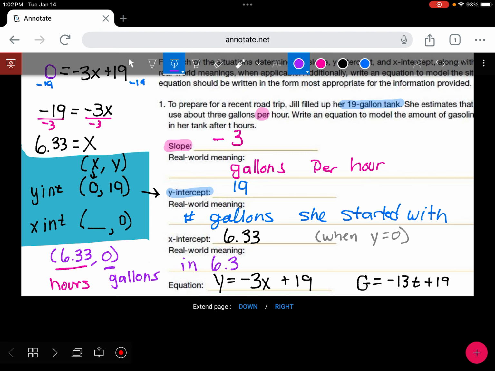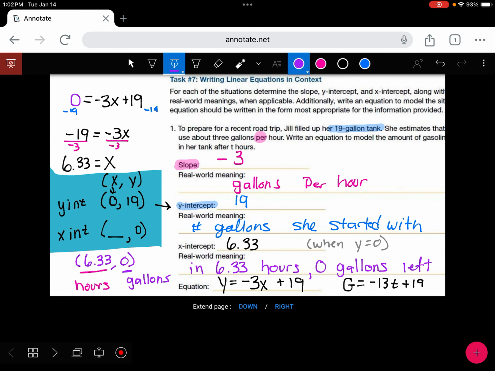In 6.33 hours, so our x is hours, 0 gallons left. Our y is 0. So it's all about what x is and what y is. So we got to figure those pieces out. Those are super important pieces, but there's just some kind of clues in here that help us find that. When we figured out what she started with, that helped us figure out that our y is gallons.